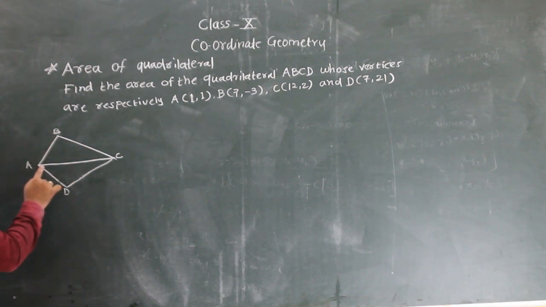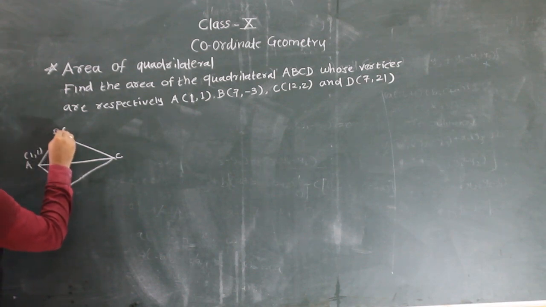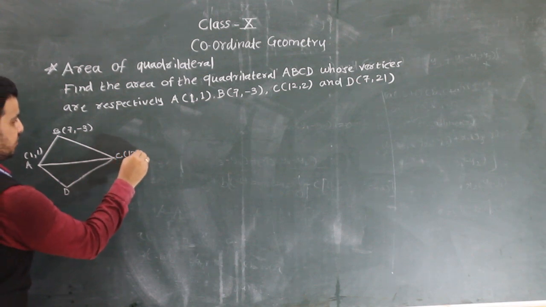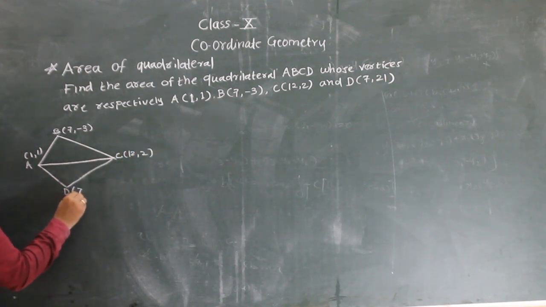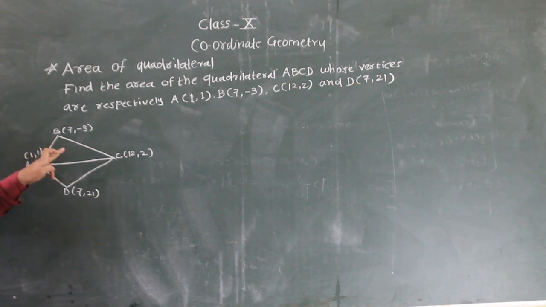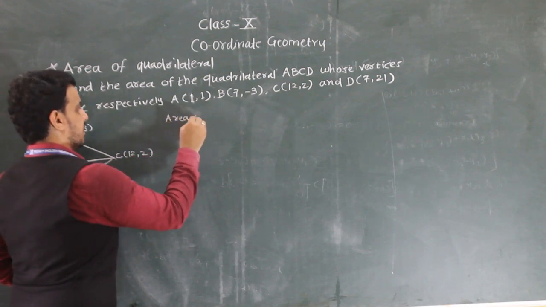So here I am joining AC. Here I am writing all these coordinates: A having coordinates (1, 1), B that is (7, -3), C (12, 2), and D (7, 20). First we have to find the area of triangle ABC and then we will find the area of triangle ADC. We will add these two areas, we will get the area of quadrilateral ABCD.